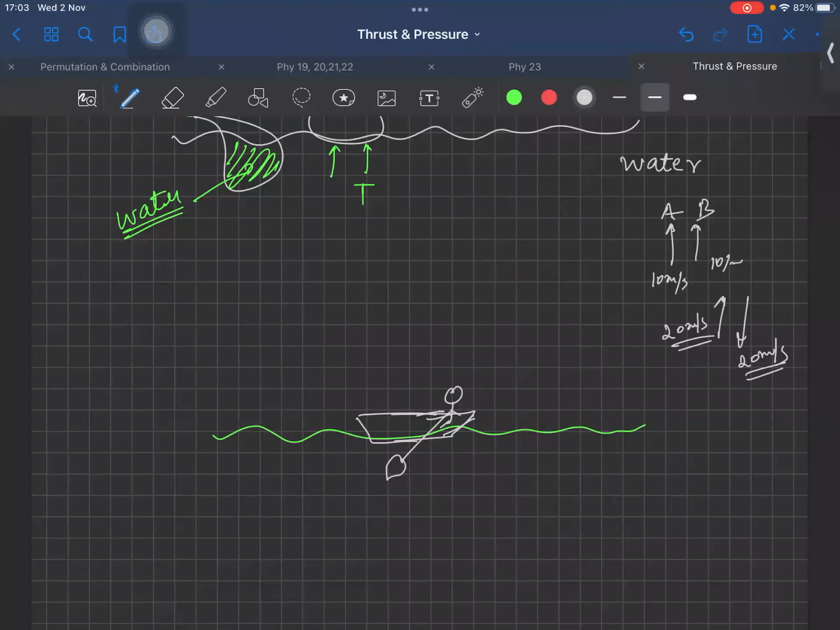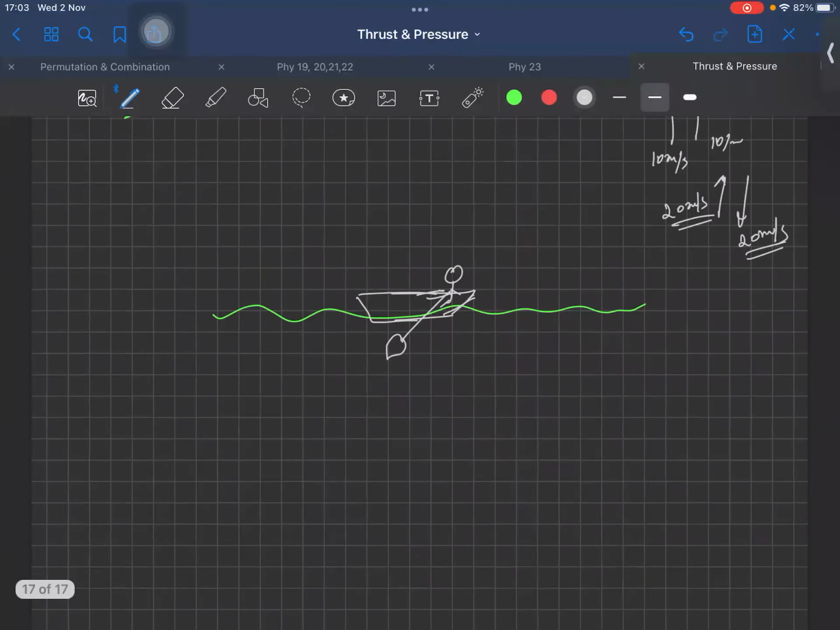Now see, the boat will always float on this water body, right? Because its relative density is lesser as compared to that of water. All right. Now what will happen? There will always be some part of this boat that is inside water. You will see that.